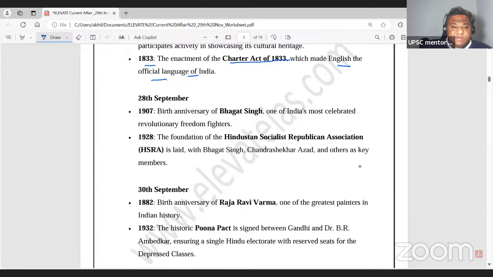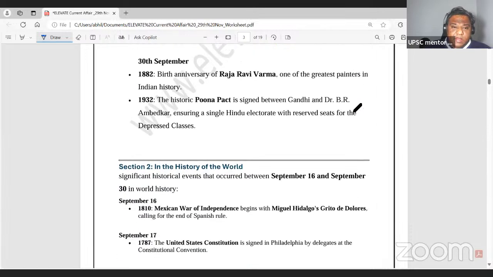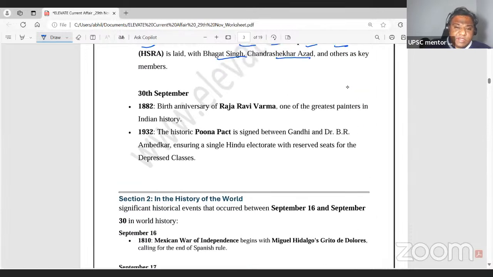28th September, birth anniversary of Bhagat Singh. 1907, he was born. And similarly, on the same day in 1928, the Hindustan Socialist Republican Association, HSRA, was formed, led by Bhagat Singh, Chandrasekhar Azad, and other key members. On 30th September, the birth anniversary of Raja Ravi Varma, the greatest painter in Indian history, from Thiruvananthapuram, Kerala.